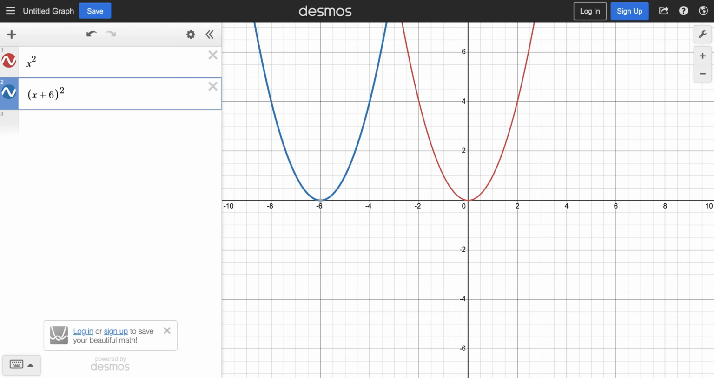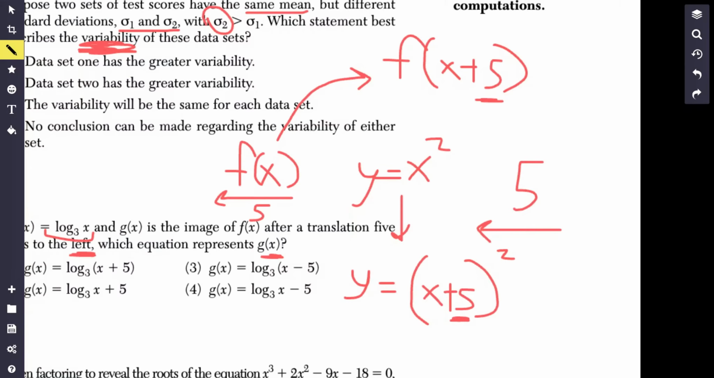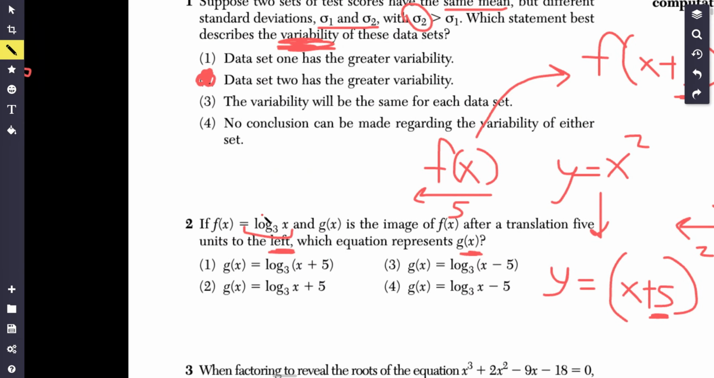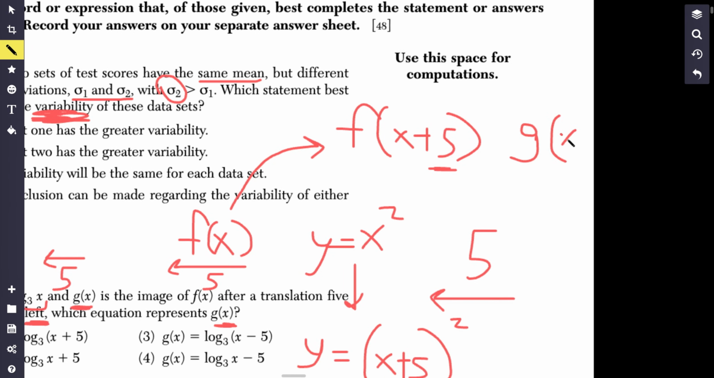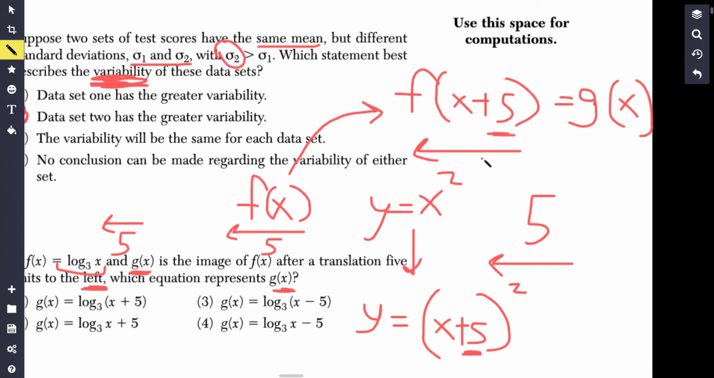So using this logic, in this case, this is our f of x. And g of x is when you move f of x 5 units to the left. So that means our new function g of x has to be equal to f of x plus 5. Basically, you're moving it to the left by 5, right?